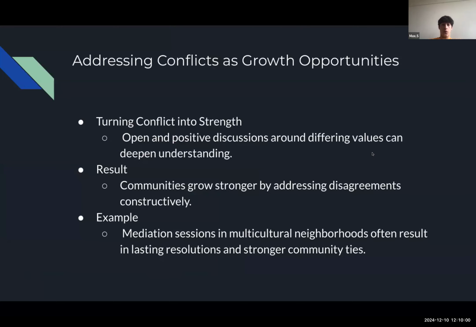Addressing conflicts as growth opportunities, turning conflicts into strength: opening up positive discussions around differing values can deepen understanding. A result of this would be communities grow stronger by addressing disagreements constructively. An example of this would be mediation sessions in multicultural neighborhoods, often resulting in lasting resolutions and stronger community ties.